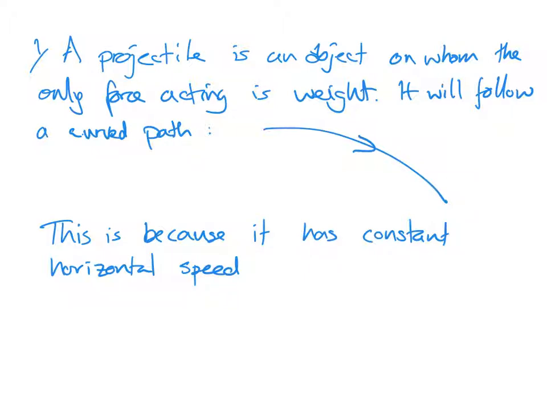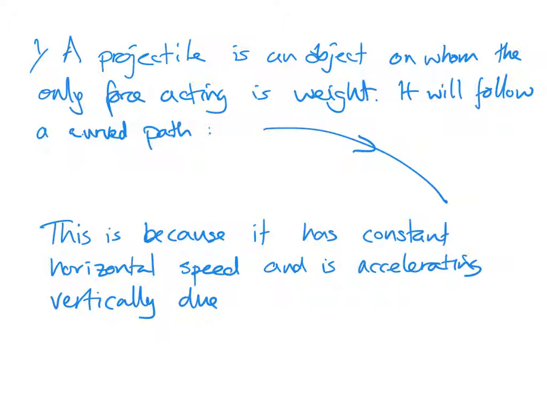Okay, and it follows that curved path because it has constant horizontal speed, and is accelerating vertically due to its gravity, so that's why it's getting steeper and steeper all the time. Right, the vertical velocity is increasing.